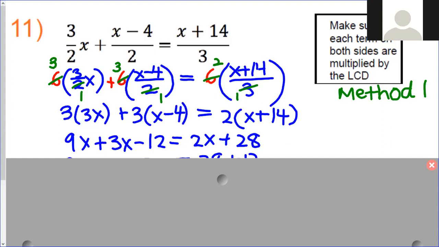Okay, so I've done my distributive property. What do I have to do next? How do I do this? Yes, I have to move the 2x over to the left-hand side, and I have to move the -12 to the right-hand side. Can you try doing that for a second, grade 9?